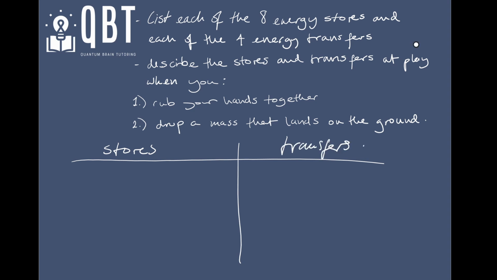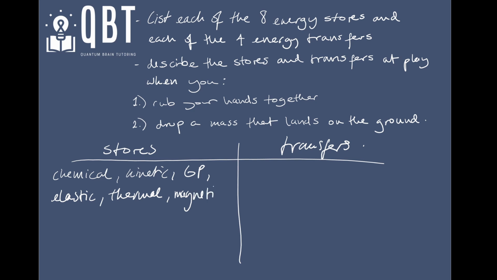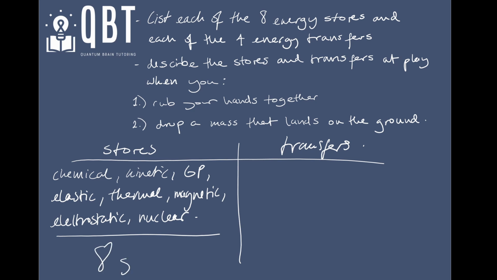And the 8 stores are as follows. We have chemical, kinetic, gravitational potential, I'm putting GP, elastic, think about an elastic band, thermal, magnetic, think about how a magnet has a magnetic store of energy, electrostatic, and nuclear. Cool. So those are our 8 stores.